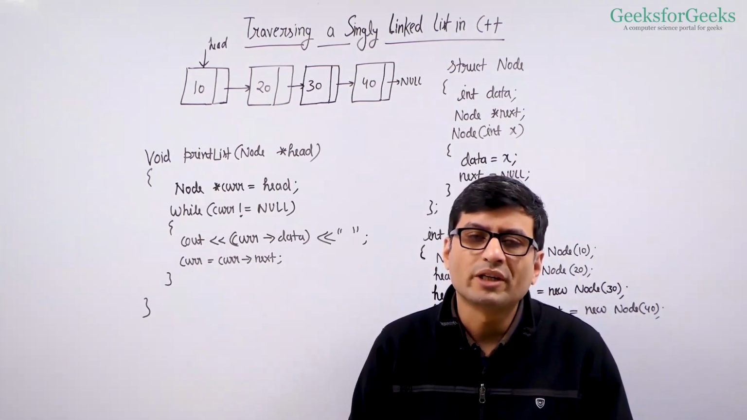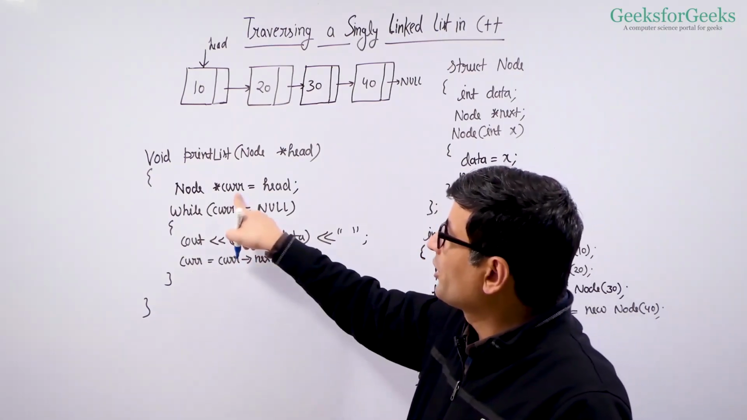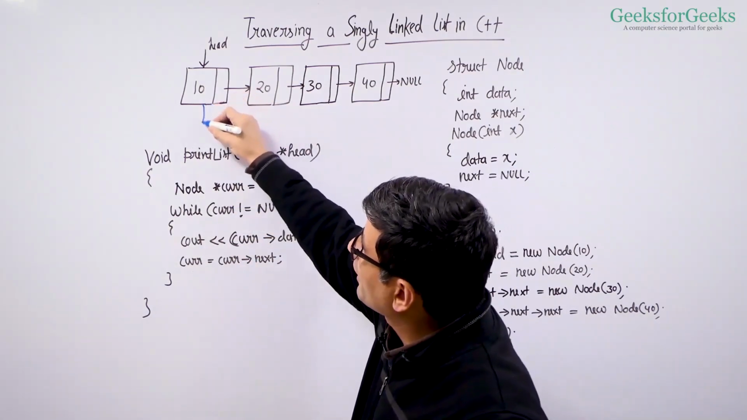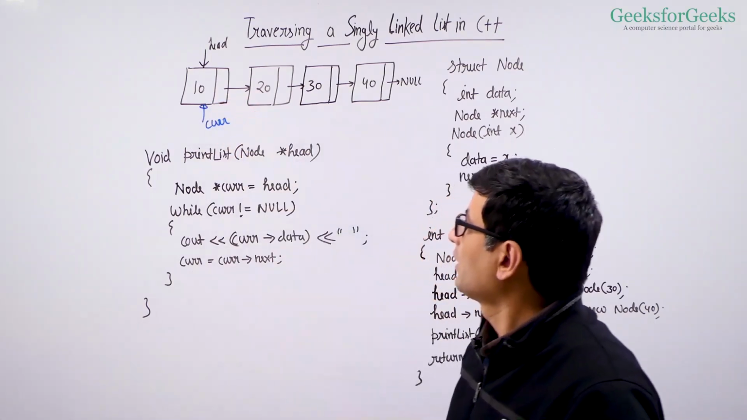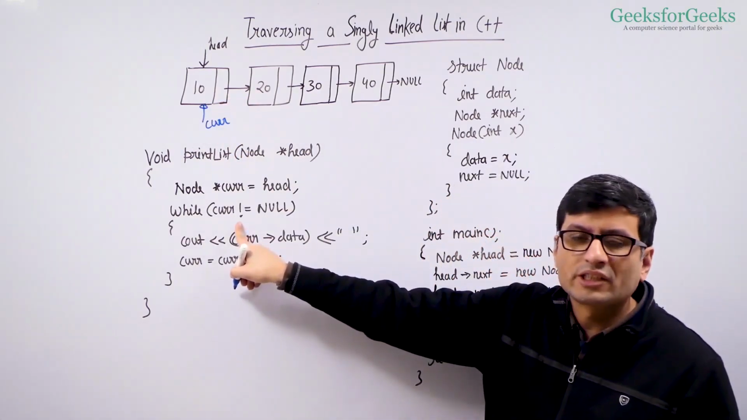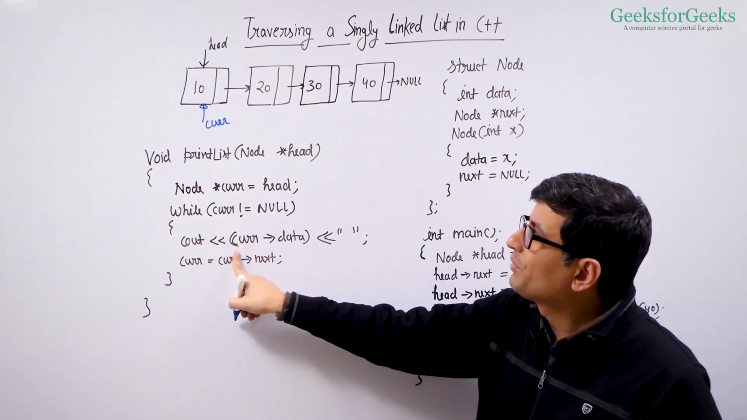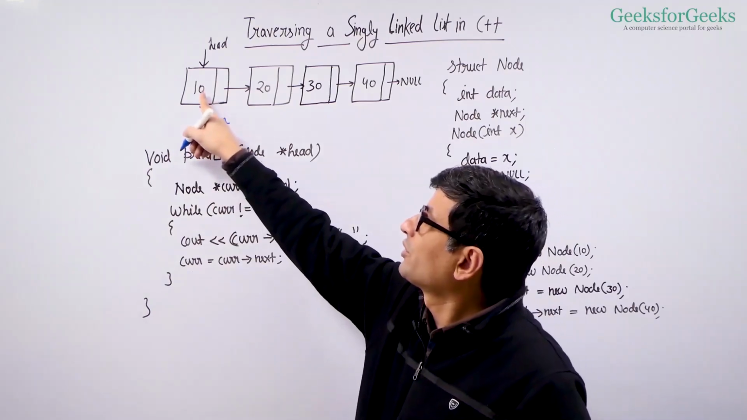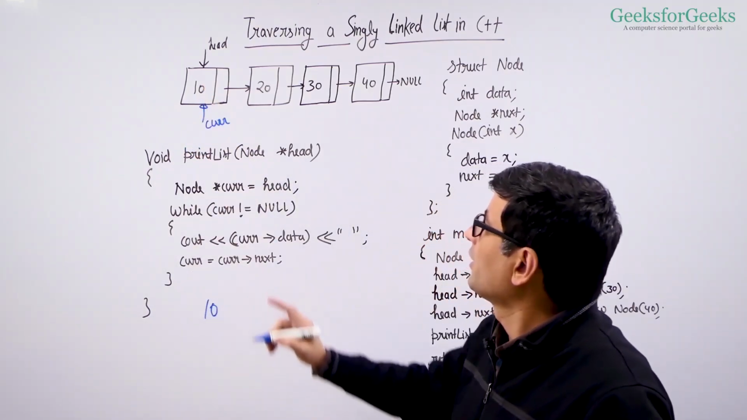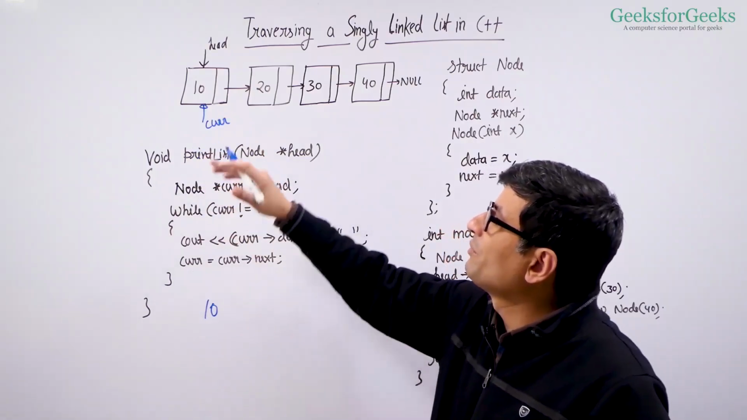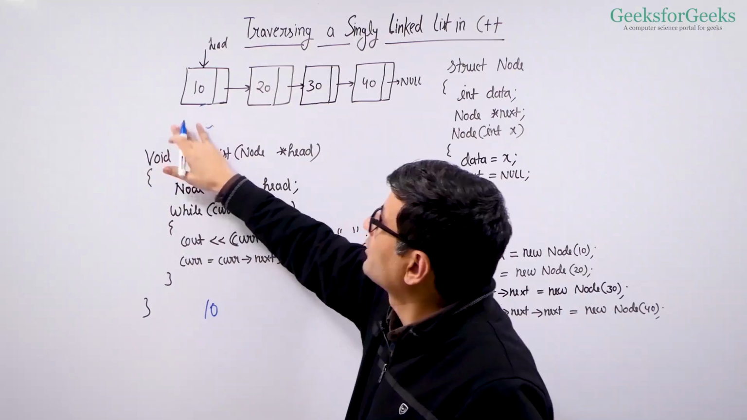Here is the implementation of the printList function. We create a pointer current which we initialize as head. So current is initially here. Now we run a loop. Inside this loop, we stop when current becomes null. And inside this loop, we print current's data. So when you run it the first time, it's going to print 10 on the screen. Then after printing the current's data, we move current to current's next. So after printing 10, it's going to come here.